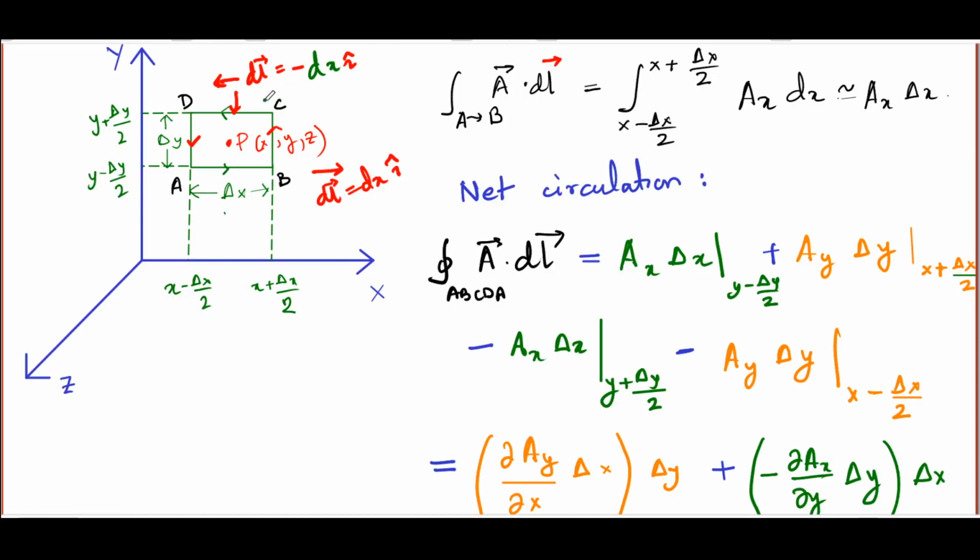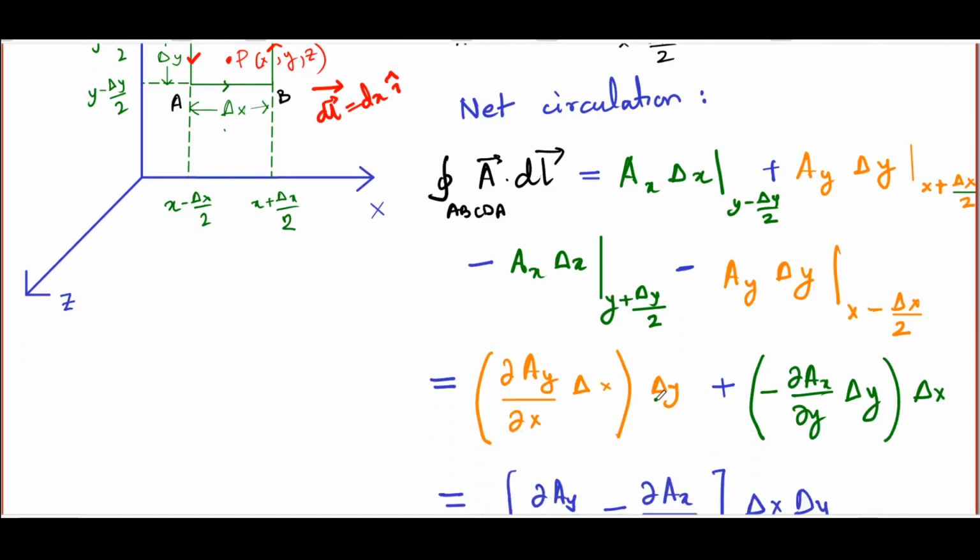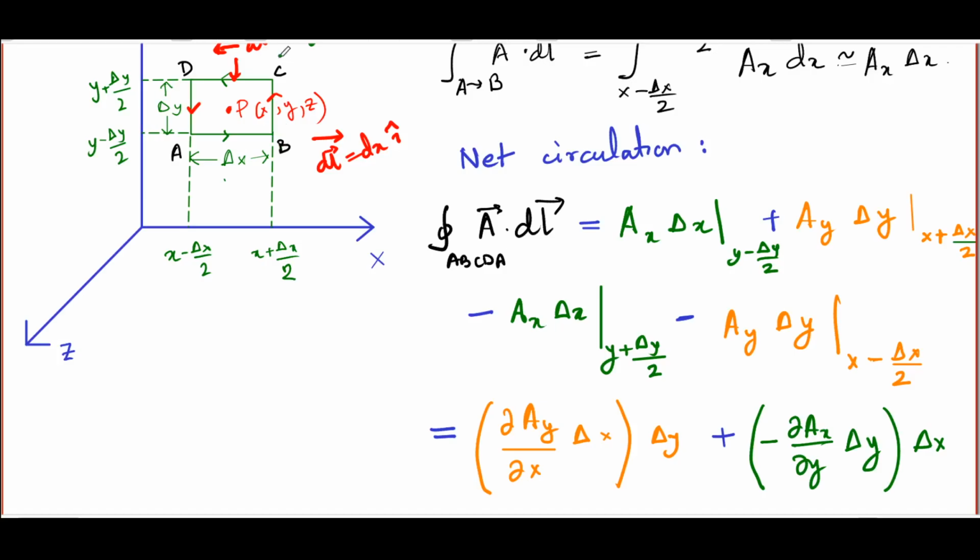And the minus ax delta x, the one up here on the line CD, is evaluated at y being given by y plus delta y by 2. Similarly, the two ay delta y's are evaluated at different values. The difference between the two ay delta y terms is going to be there simply because ay is different on the two arms. In this case, the arm bc, which contributes this one, and the arm da, which contributes this one.